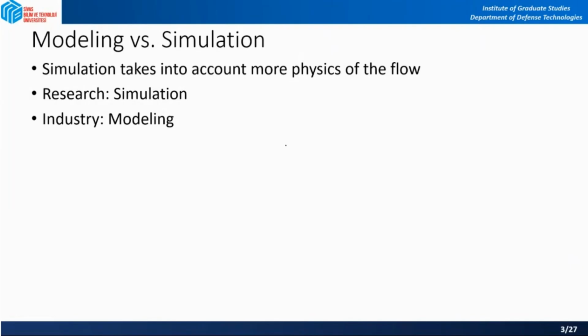And in research institutions and universities, we are more interested in physics. On the other hand, industry prefers RANS-based modeling because they do not need to use a very fine grid and very small time steps. So you get the results much quicker than either DNS or LES. And actually, this ends the discussion for the first part of the course.